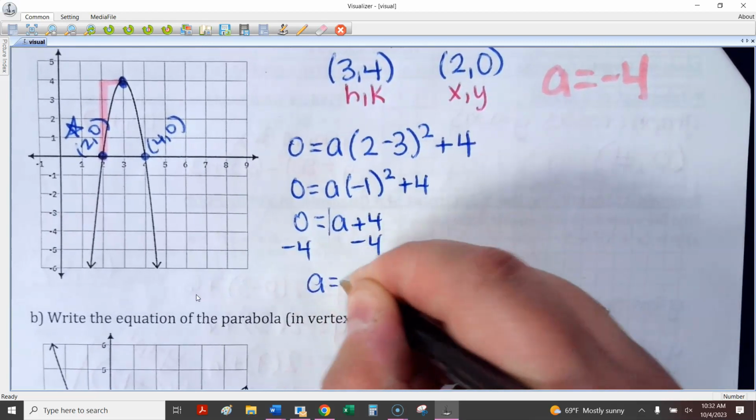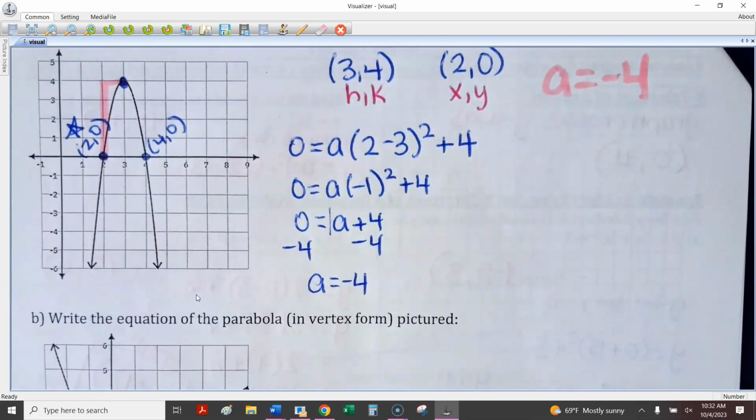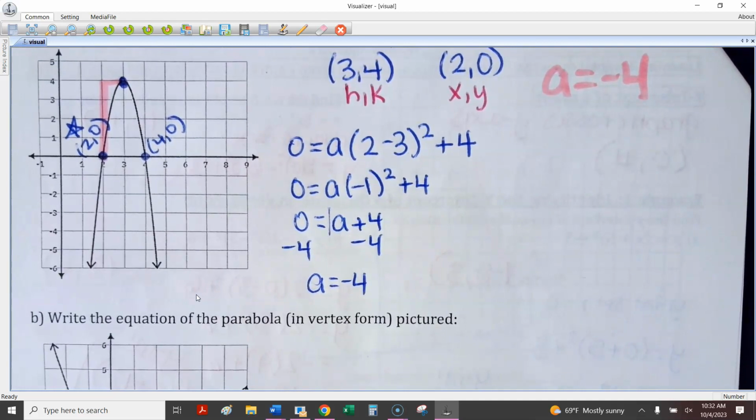So the a value is negative 4, just like you guys thought from looking at the graph. So if you can look at the graph and tell me that, that's fine. You don't have to do all that work. If you're not sure, you can always do the algebra.